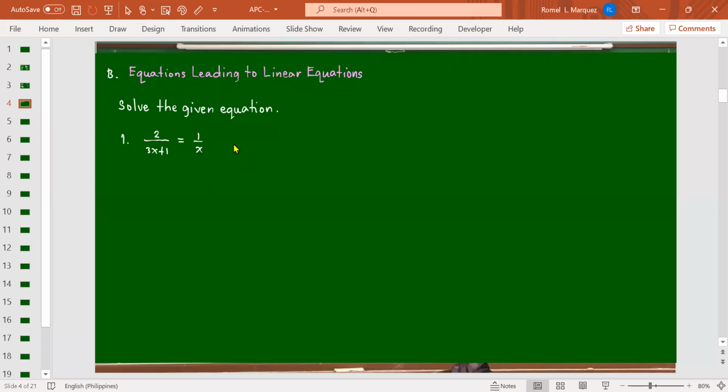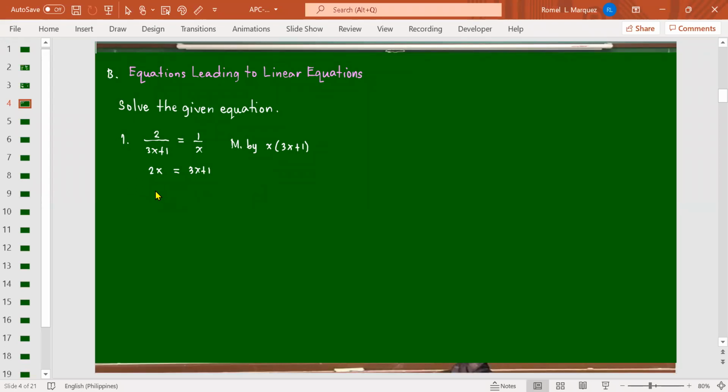So first we simplify by multiplying each side by what? By the LCD of the fractions involved. So that is x times (3x plus 1). So multiplying the left side by x times (3x plus 1), we have 2x. On the right side, we have simply 3x plus 1. X is cancelled out.